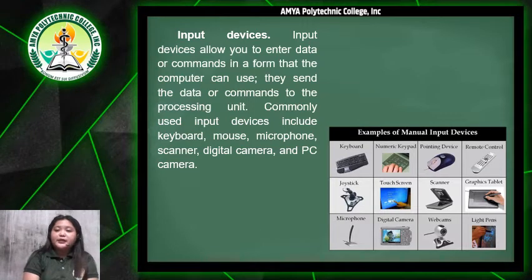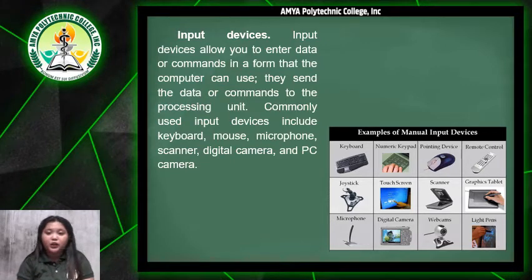So here are the examples of the manual input devices pictures. We have there a keyboard, we have here the numeric keypad, the pointing device or the mouse, the remote control, the joystick, touch screen, the scanner, the graphics tablet, we have microphone, we have digital camera, we have webcams and light pens.